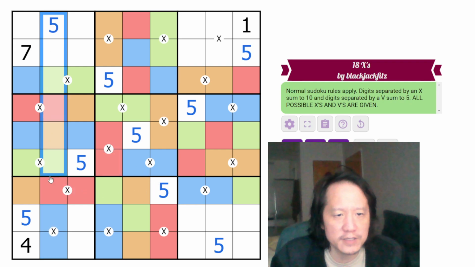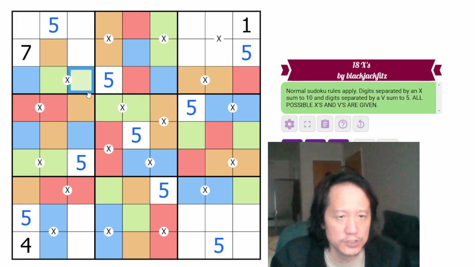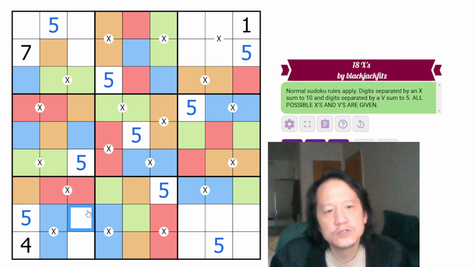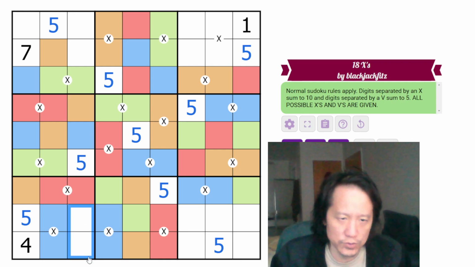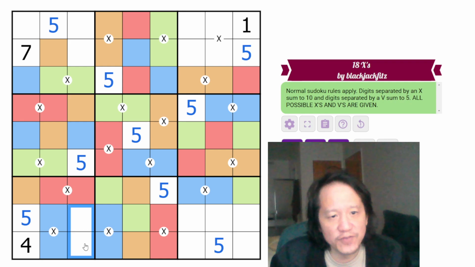What's the last remaining cell that's not a 5 in column 2? It has to be an orange. So this is orange. What's the last remaining cell? Well, actually, we have a 4, so we're not sure. So these two cells cannot be both the same color, because if they were, there would be an X in between them, right?